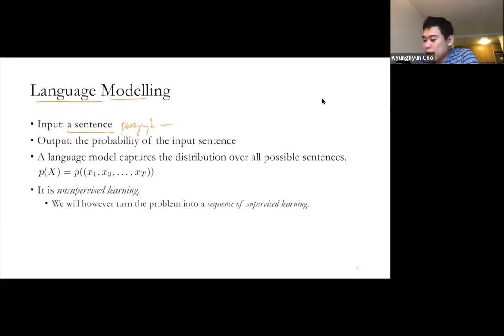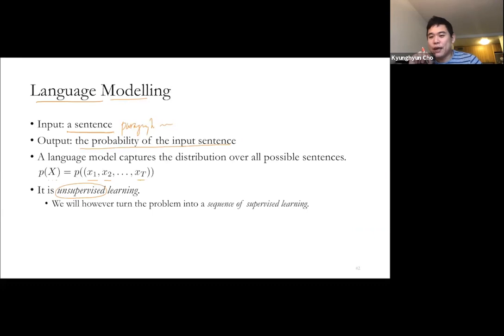And then this language model needs to output the probability of the input sentence. That is, how probable is this sentence is the question that needs to be answered by this language model. It does so by capturing the distribution over all possible sentences. That is, it computes P(X), where X is a sentence, and the sentence is an ordered sequence of words, X1, X2, all the way to XT. From this, you may immediately realize that this is unsupervised learning, right? And you finally see that this is where unsupervised learning is actually used, because it's really difficult to see where unsupervised learning can be useful. But it turned out that language modeling, a very important application of machine learning in natural language processing, is in fact unsupervised learning.